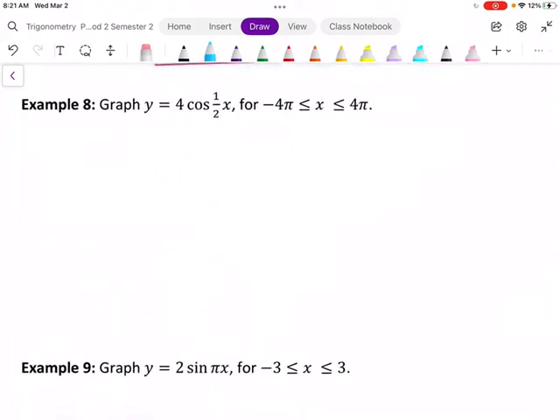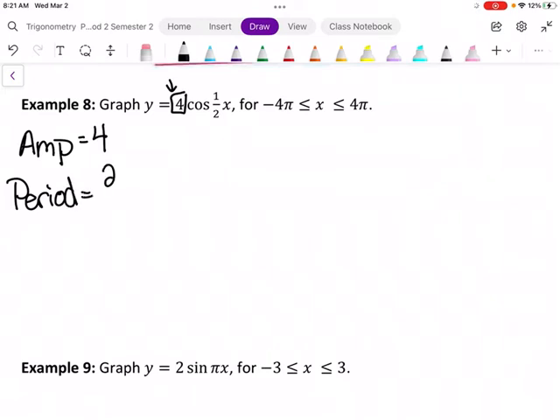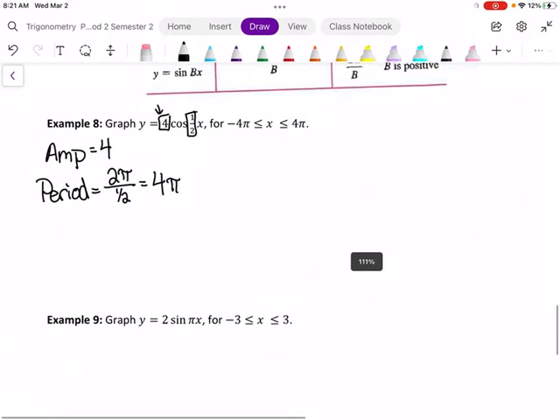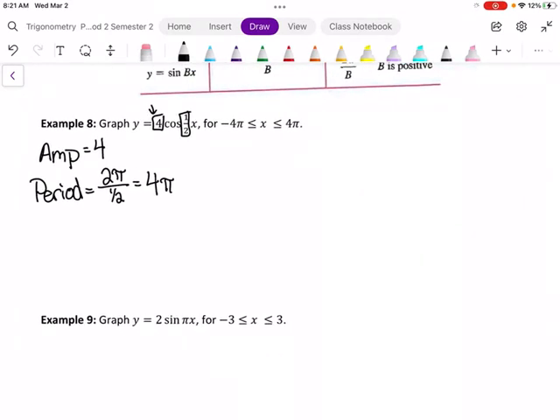So for this one, right away we should be able to identify that our amplitude is 4. And then our period is going to be 2 pi over our b value of 1/2, which we know from our last example equals 4 pi. And they want us to graph from -4 pi all the way up to +4 pi. So that means our graph is going to extend in both directions.